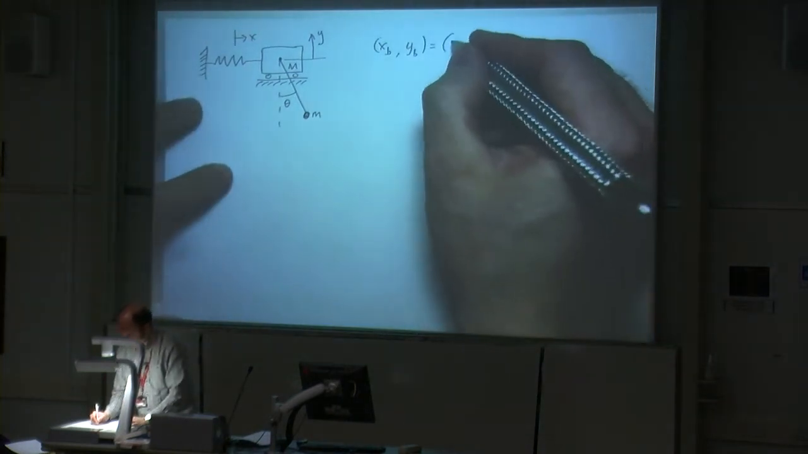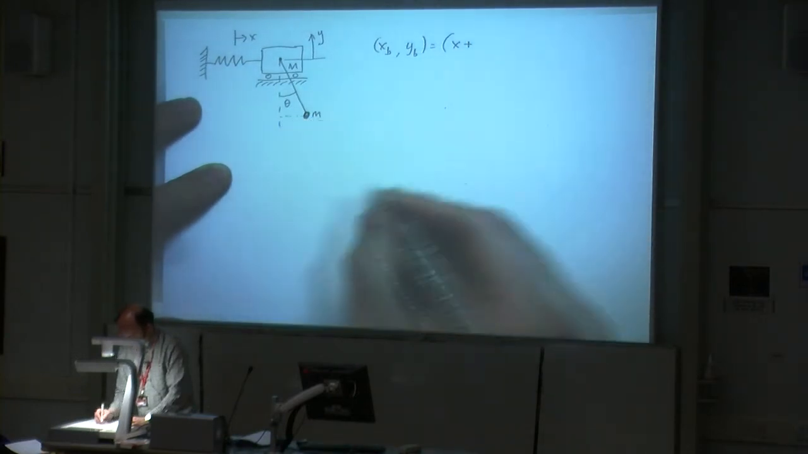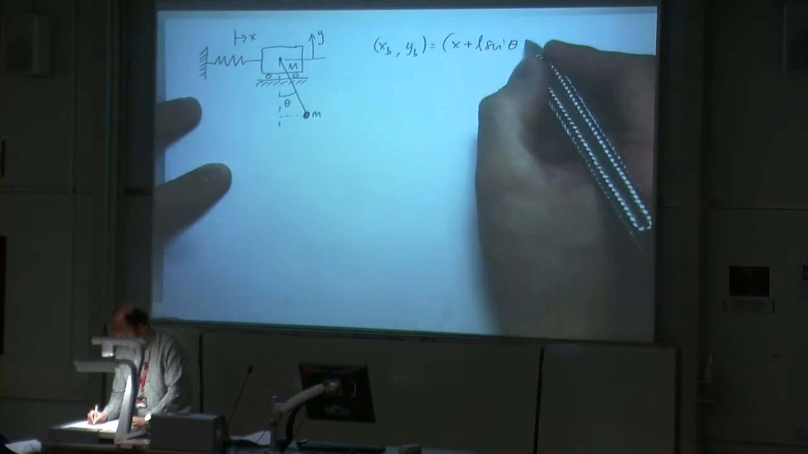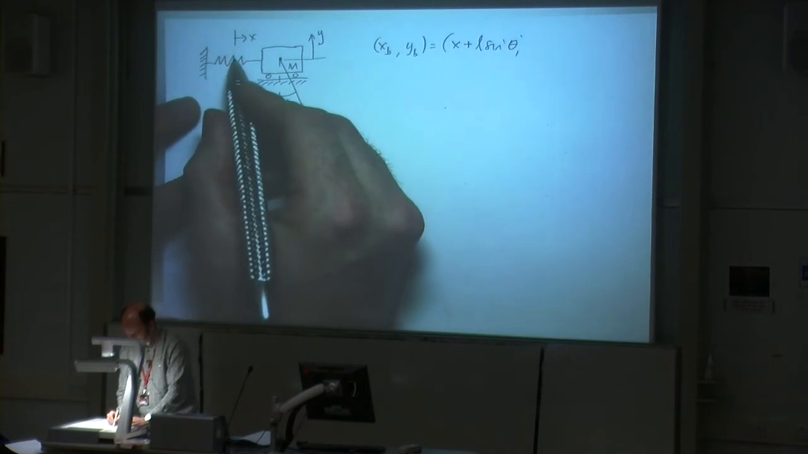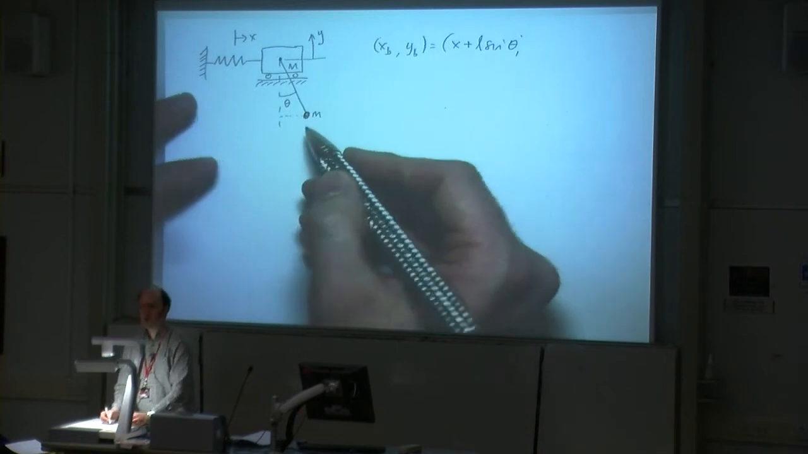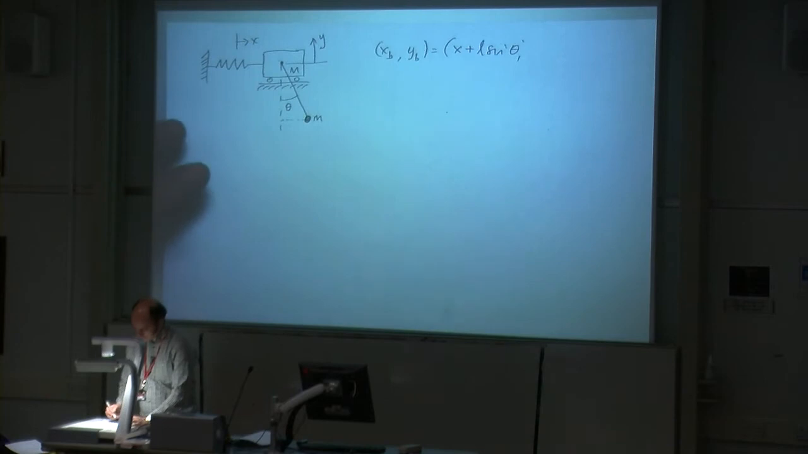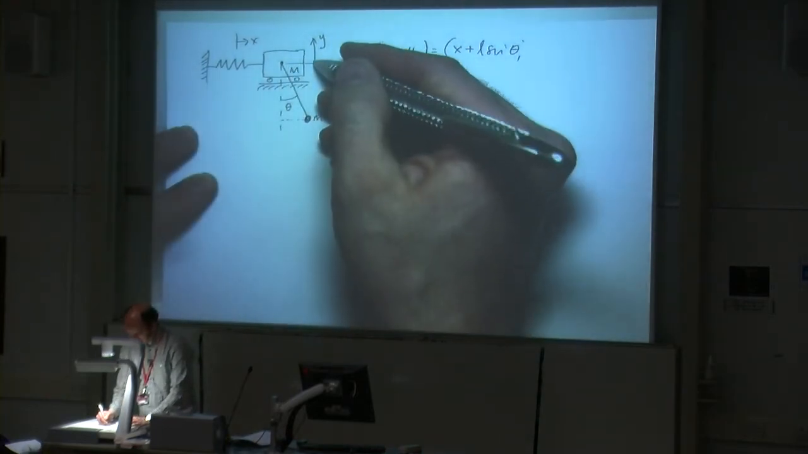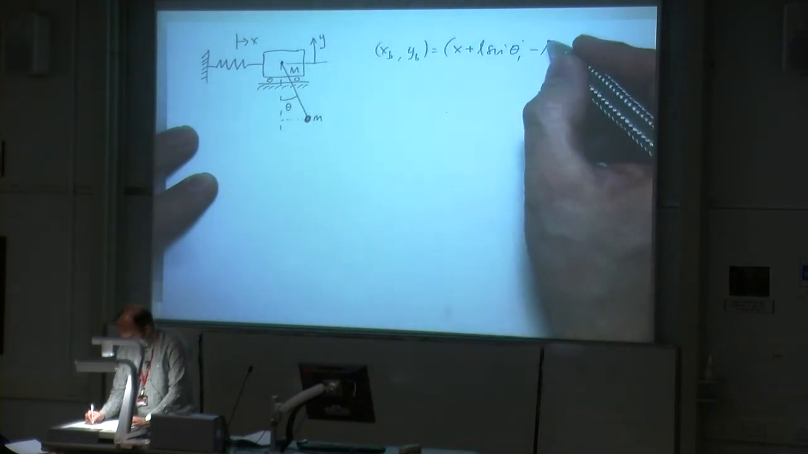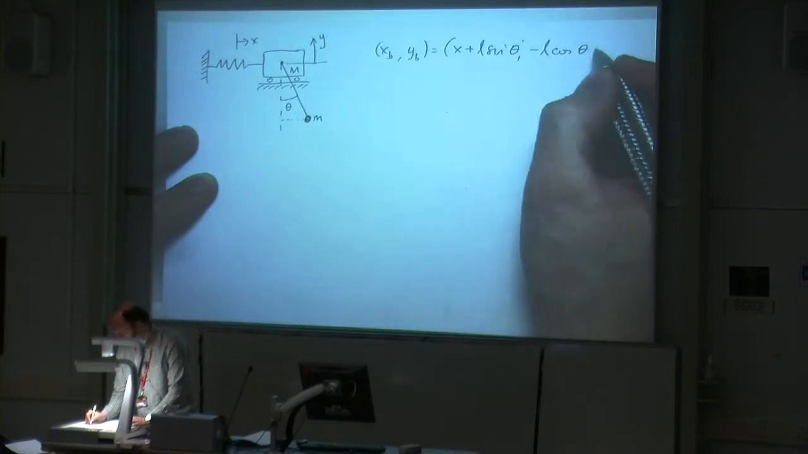We have x plus, and then it's obviously this distance here, which is L sine of theta. Okay, so it's this distance from here to here, which is x, and then from here to here, which is L sine theta. And then the y position, obviously, y is upwards from this datum point here, so we've got minus L, and then obviously it's this distance here, which is cosine of theta.